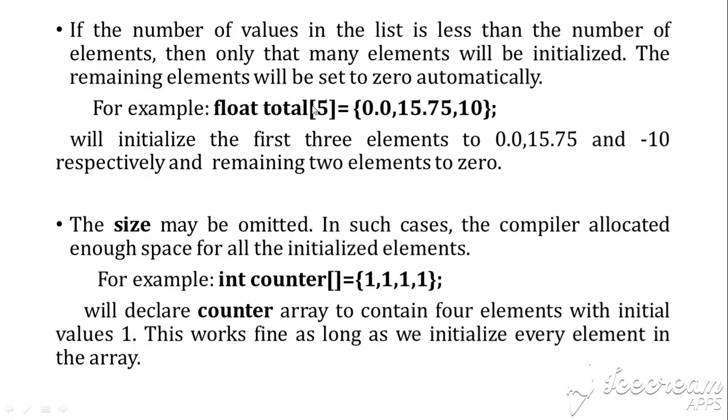Here is an array named total whose maximum size is 5 and the data type being float. Hence it allows a collection of floating type values alone. So the first value, total of 0 gets initialized with 0.0, total of 1 to 15.75, total of 2 to 10, and the remaining are initialized to 0.0.